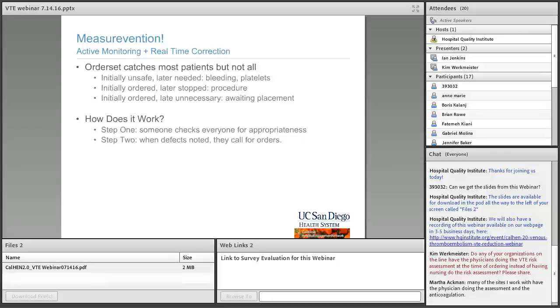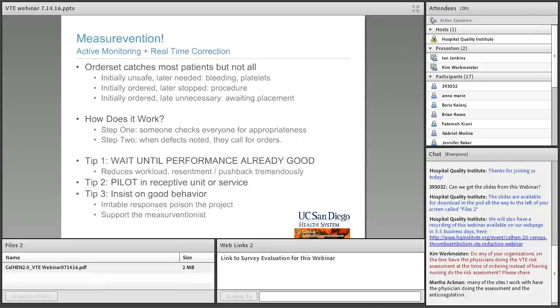In brief, the first step, somebody needs to look at all the patients in a unit, on a hospital, on a service, whatever, for appropriateness of prophylaxis. And then when they notice a problem, they call the doctor to get orders to fix it. And this happens in real time. Here are three key tips for launching the measurement.